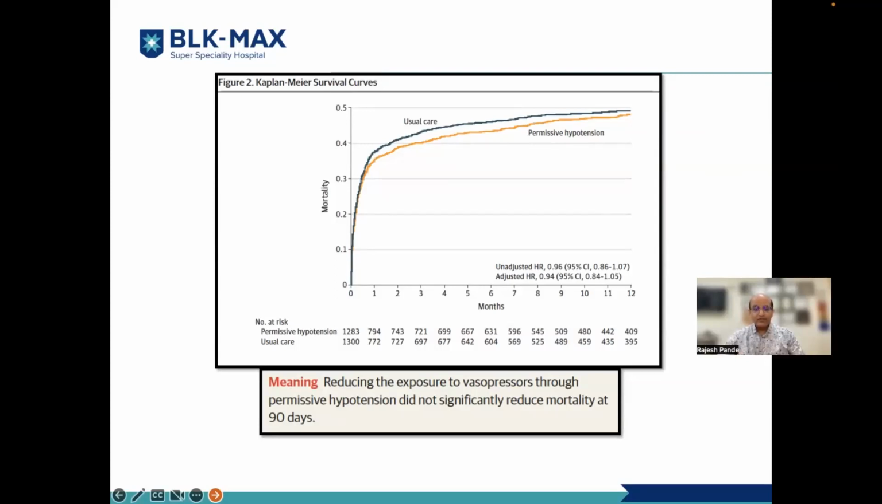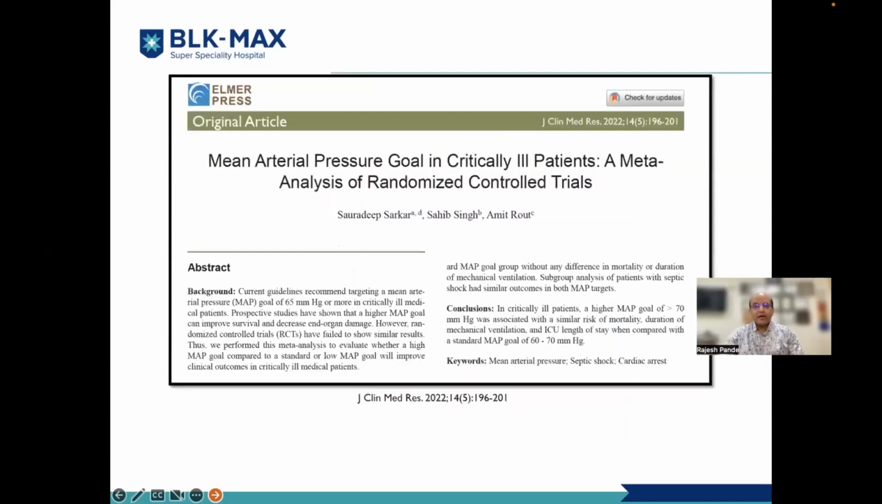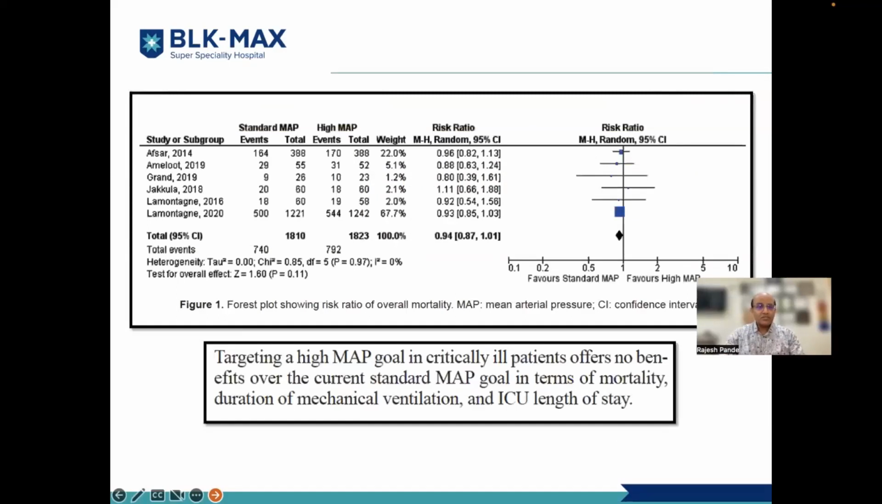Now here you find that if you are doing permissive hypertension 60 to 65, the Canadian target, then it does not significantly reduce mortality at 90 days. So it doesn't really help. There was a meta-analysis which was published in the Journal of Clinical Medical Research this year, and they looked at the randomized controlled trials. So a lot of these trials were included up to 2020.